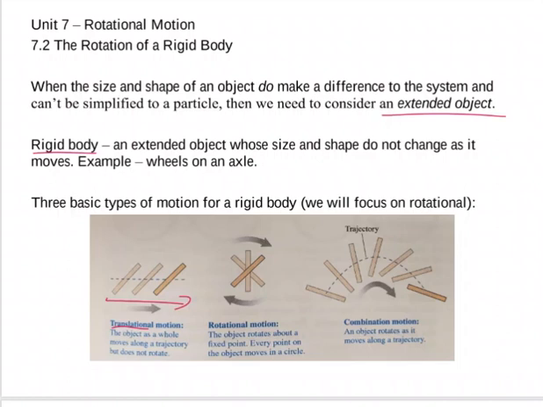So it's rotating about a fixed point, and that fixed point is within the body itself, and the object is turning about that fixed point. Okay. So that's called rotational motion.